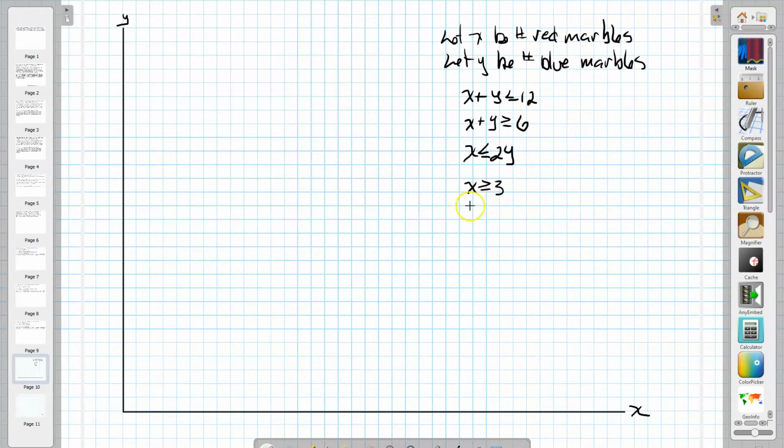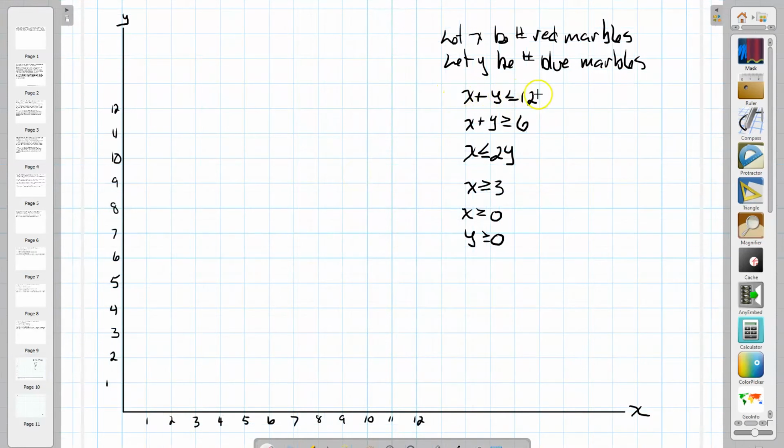Now, the final 2 constraints we need to always check in on: is it possible to have negatives? Can we have a negative number of red marbles or a negative number of blue marbles? Of course, the answer is no, we cannot. So that means our x value always has to be greater than or equal to 0, and our y value also has to be greater than or equal to 0. With that, we've laid out all of the equations of our constraints. Now we can go ahead and start graphing them.